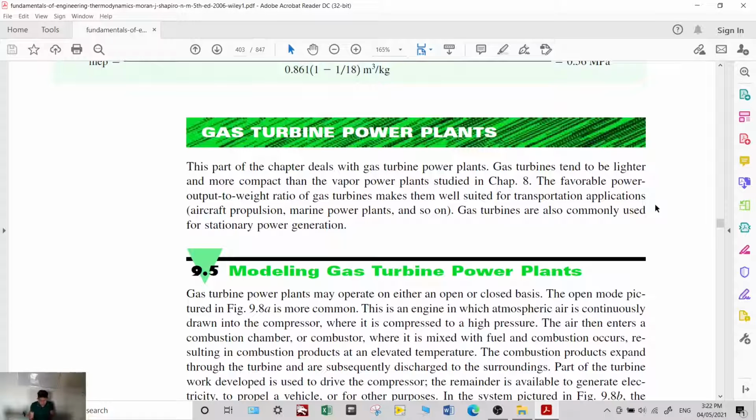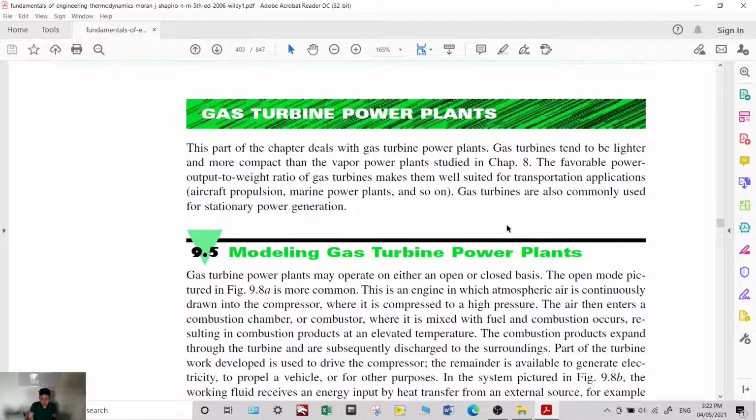Okay, so gas turbine power plants are usually used in aircraft propulsion and marine power plants. So this topic is our basis for analyzing propulsion in your aircraft systems. So that's one of the uses, no? And also, for stationary power generation, gas turbines are used.